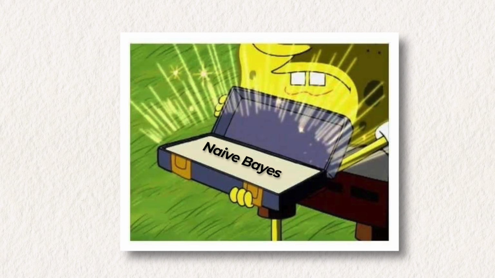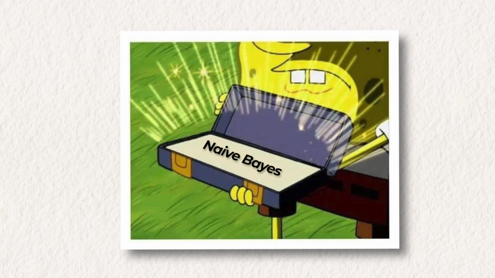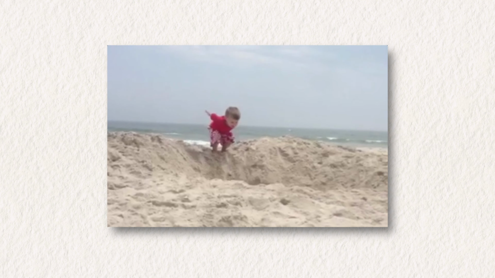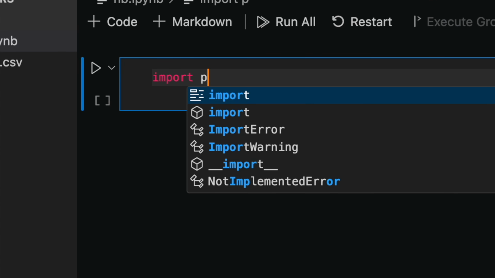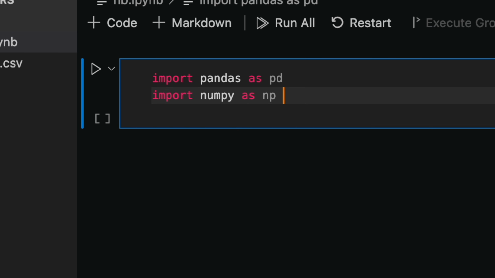In this video, we're exploring the magic of Naive Bayes, a fast and efficient algorithm for classification tasks, from spam detection to sentiment analysis. This algorithm is a game changer. So, whether you're a complete beginner or just looking for a clear explanation, stick around. By the end, you'll see why Naive Bayes is a must-have tool in your machine learning toolkit. Let's dive in.